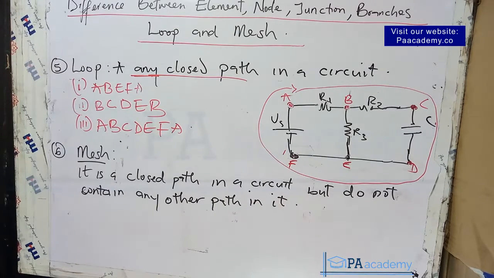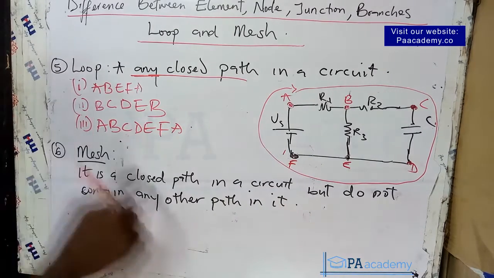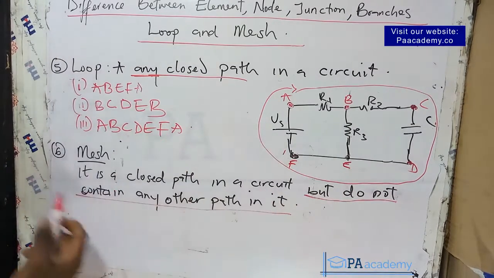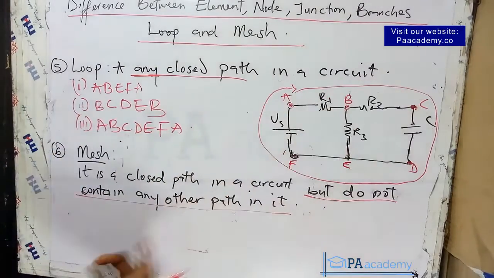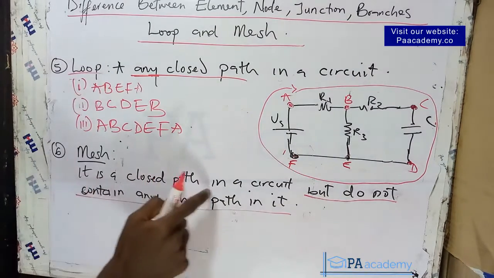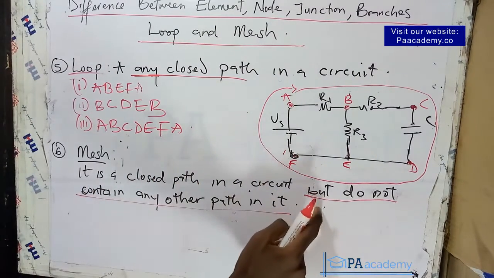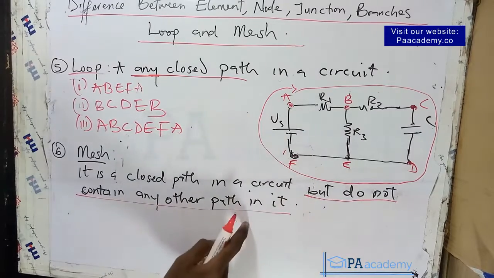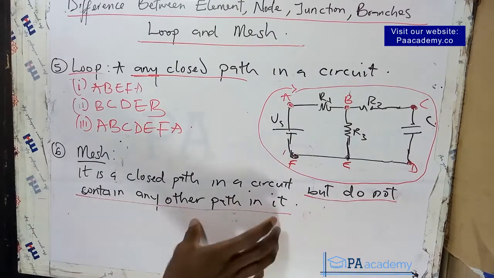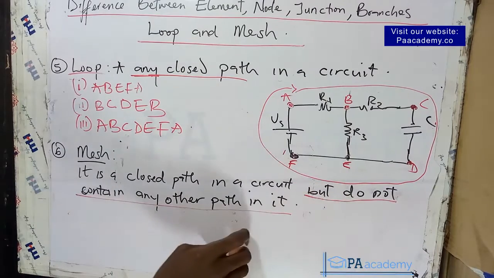Now the difference between a mesh and a loop is what we are having here. A loop is any closed path in a circuit. A mesh is also a closed path in a circuit, but does not contain any other parts in it. Now let's come back to this circuit. It says it is a closed path but does not contain any other parts in it.